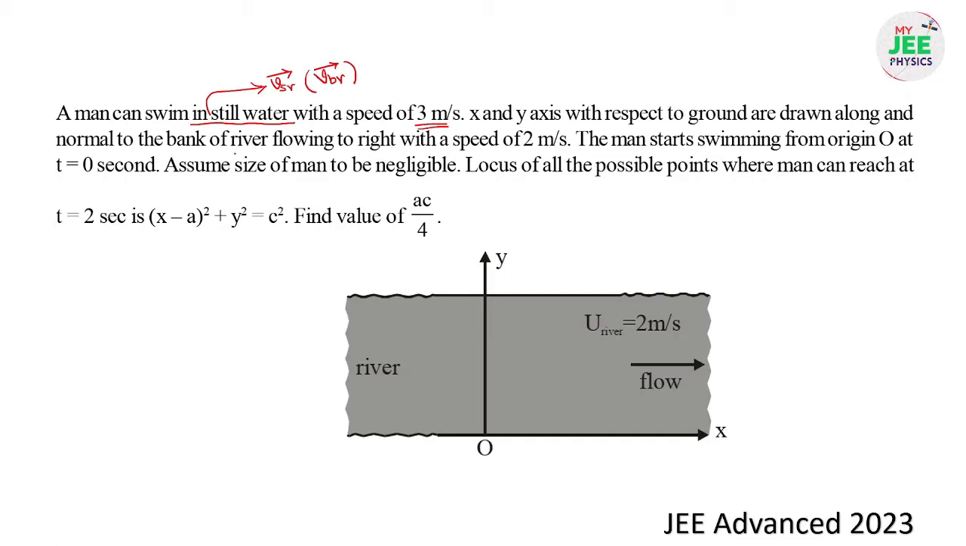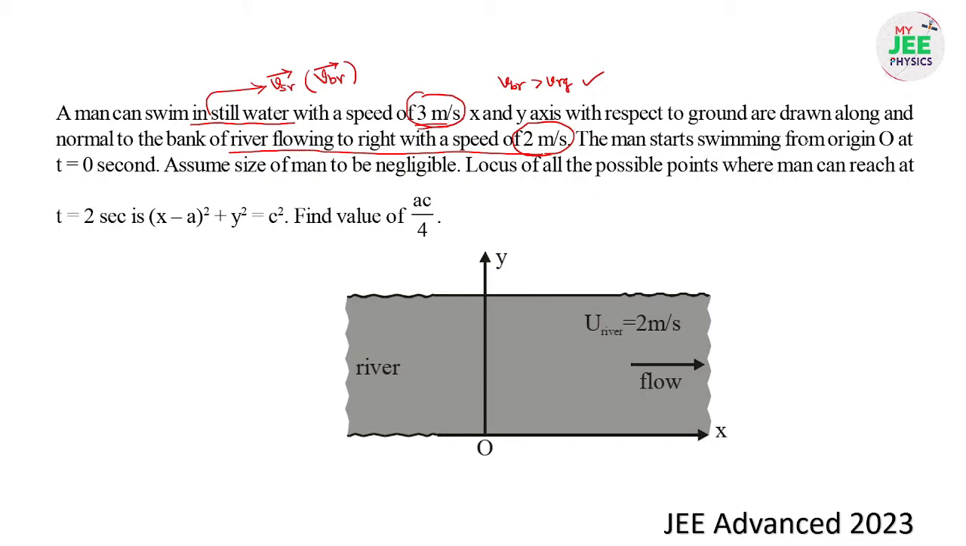Now, how is the river flowing? The river is flowing towards it with a speed of 2 meters per second. Whenever riverboat questions are given, please check one condition: whether VBR is greater than VRG or not. If VBR is greater than VRG, then whatever usual formulas you have done in the classroom, you can apply. I'll explain the theory related to this later.